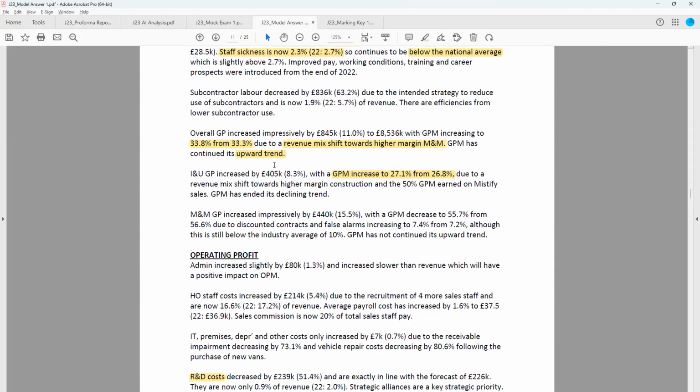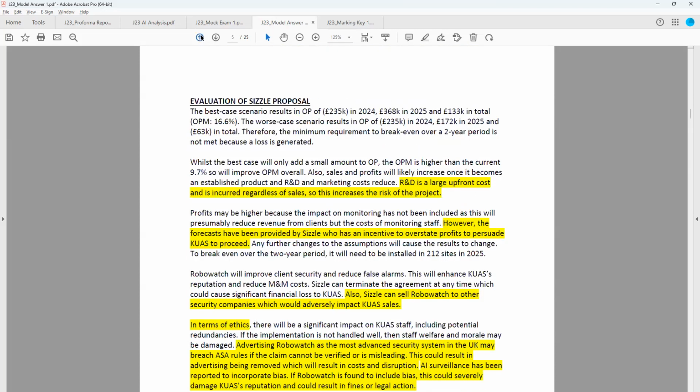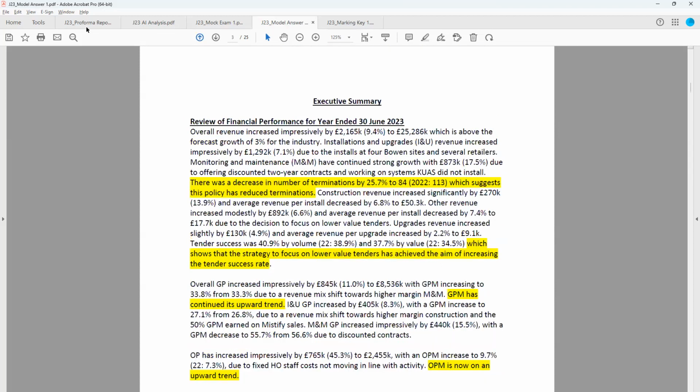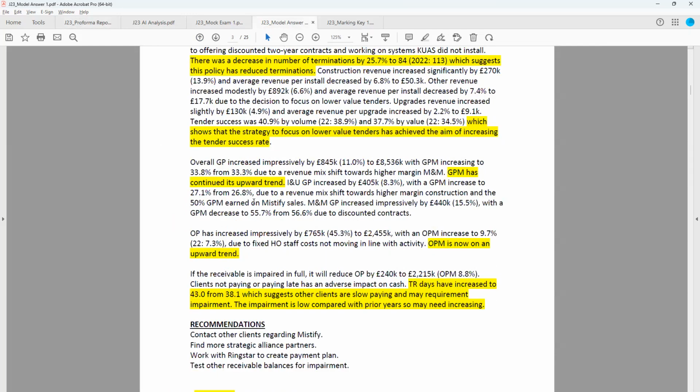So you start with your conclusions as your starting point for your exec summary, and then you add in some additional points. It requires judgment, based on what you think are the areas which are the most significant. Looking at particular significant changes in revenue streams, activity, and significant changes in profit margin, definitely add in an additional point on the additional analysis issue, and definitely on ethics as well. We, of course, had to look at cash indirectly on the additional analysis issue there, so we've added in an additional point on that.